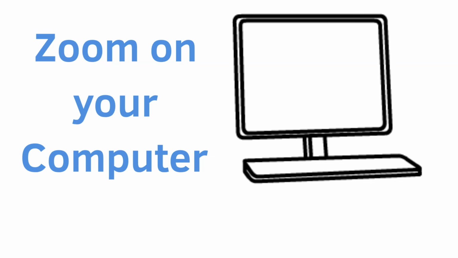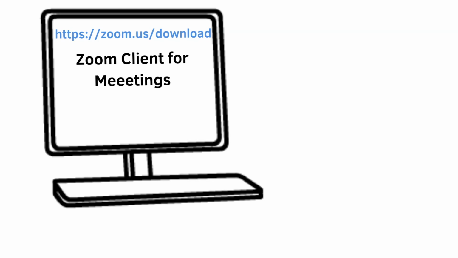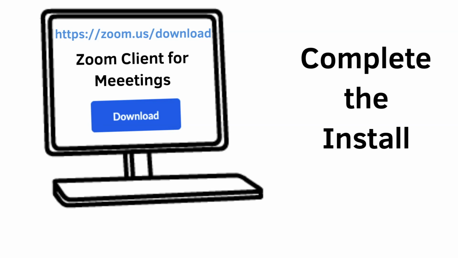Here are the instructions for installing and using Zoom on a computer. To install Zoom, first start your internet browser and go to zoom.us/download. Look for Zoom Client for Meetings and select Download. Make sure to complete the install.